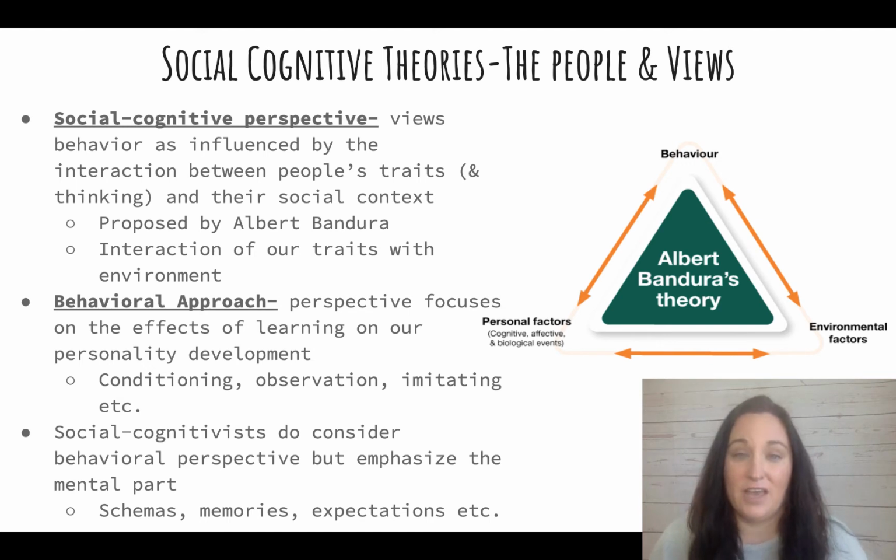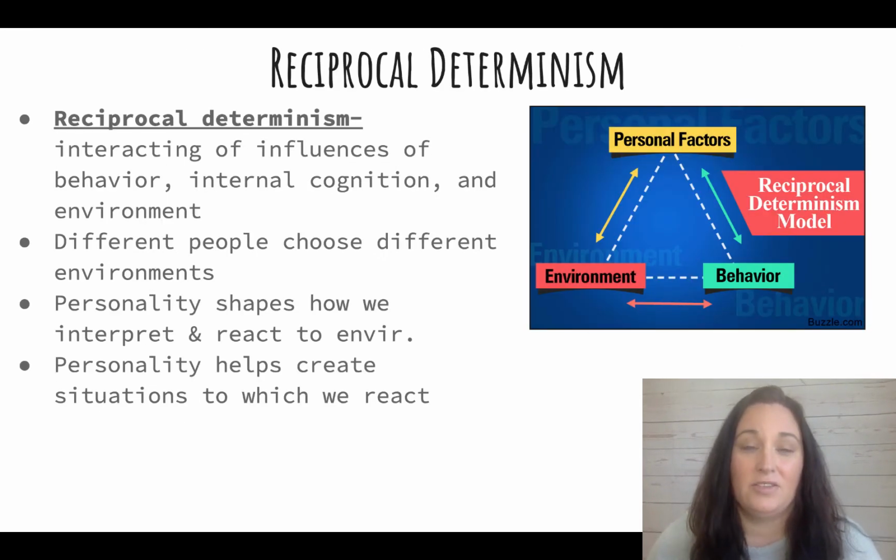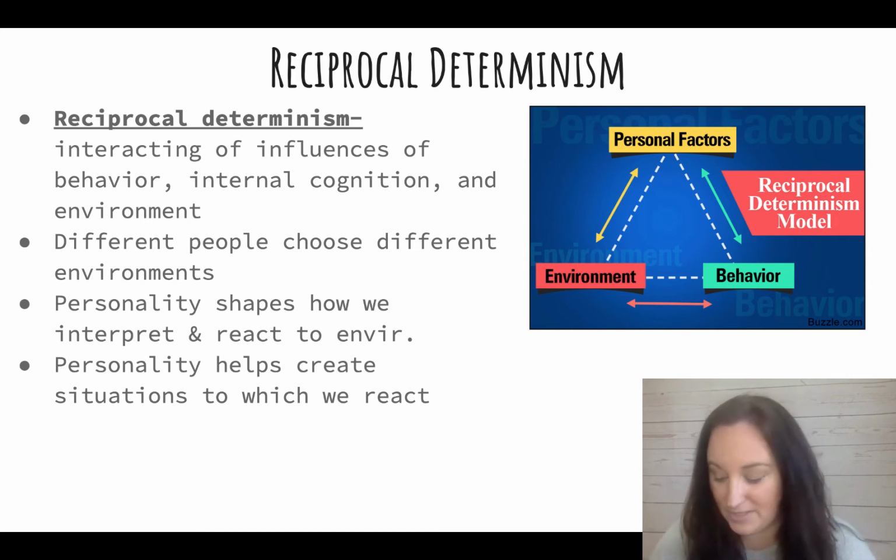That was the emphasis. The behavioral perspective focuses on the effects of learning on our personality development. So conditioning, observation, imitating, modeling, all those types of things. But the social cognitive theorists do consider that as part of it, but they're emphasizing the mental part of the process. So less behaviorist, because they're more focused on the mental part: our schemas, our memories, our expectations, and all of those things playing an important role in this triangle of factors.